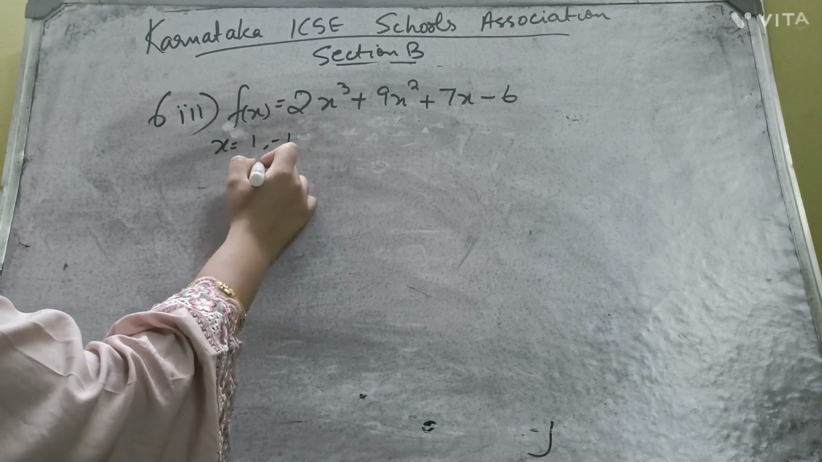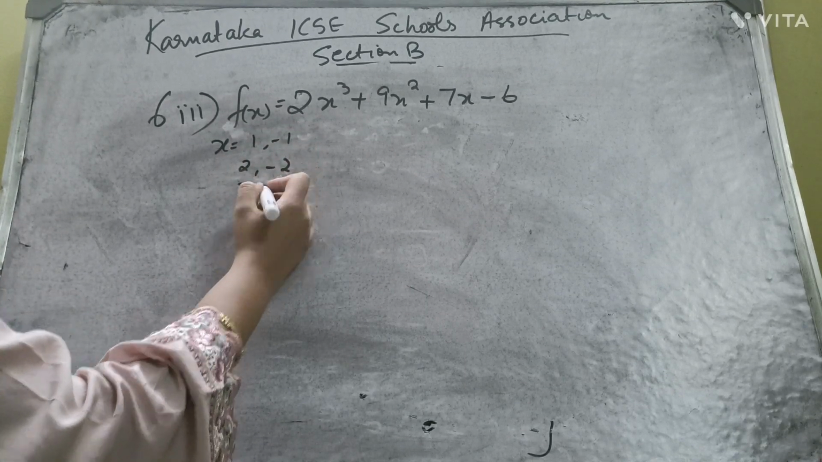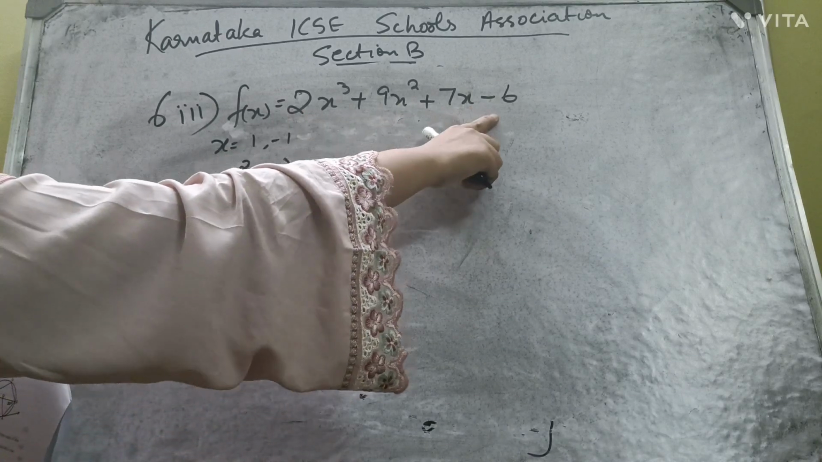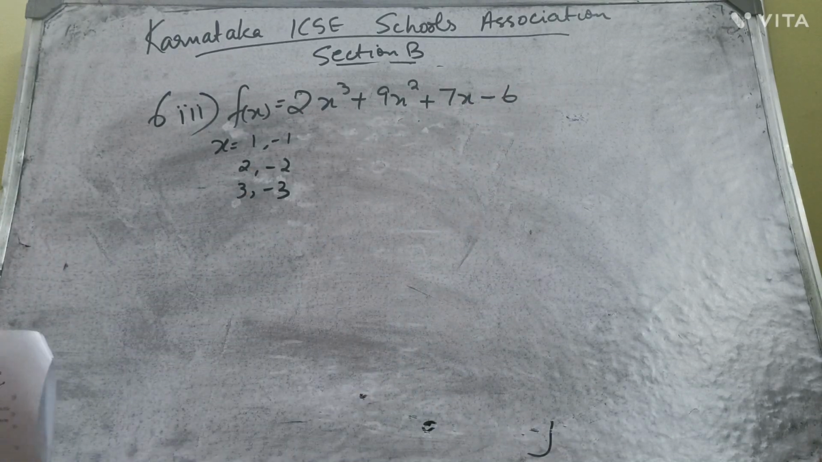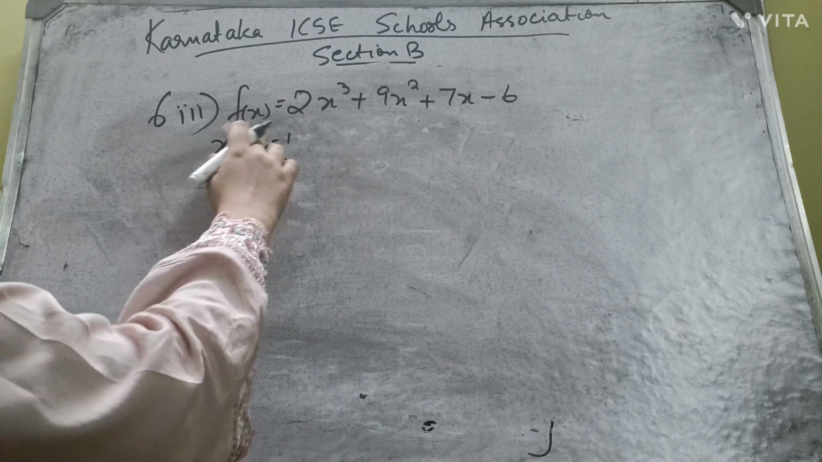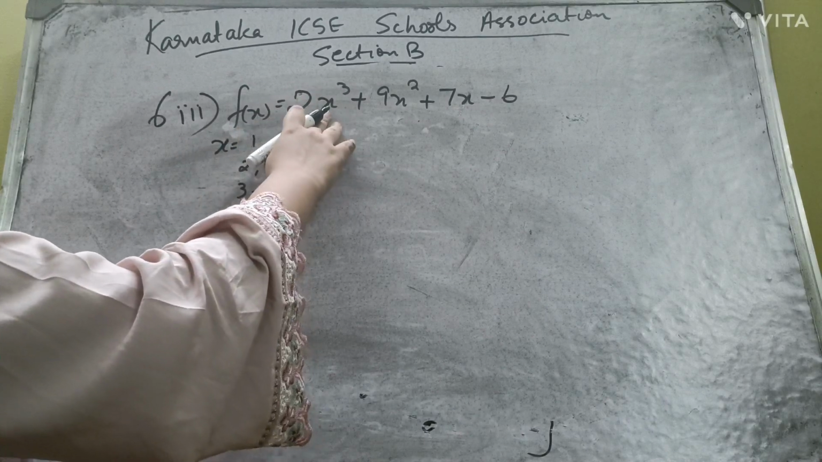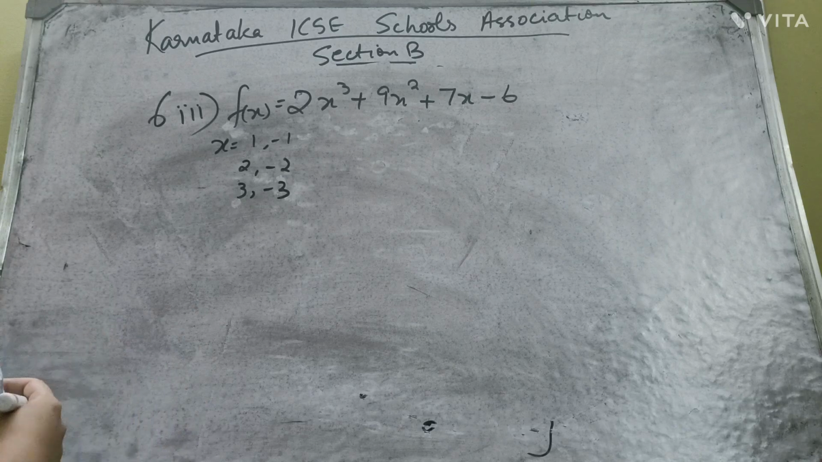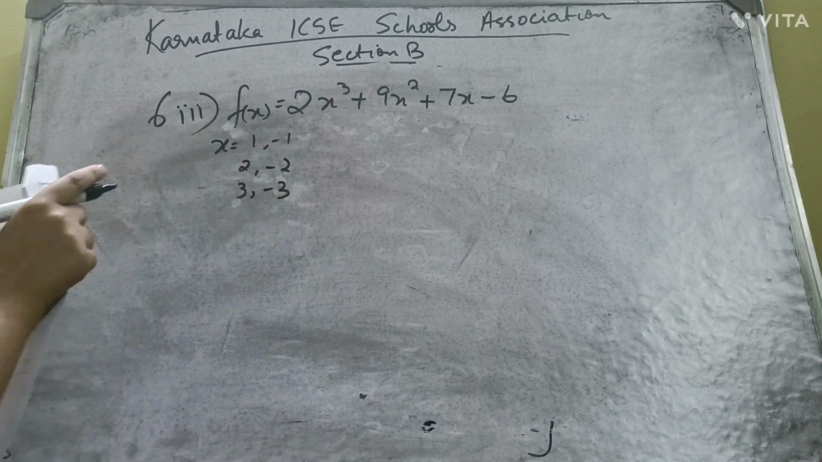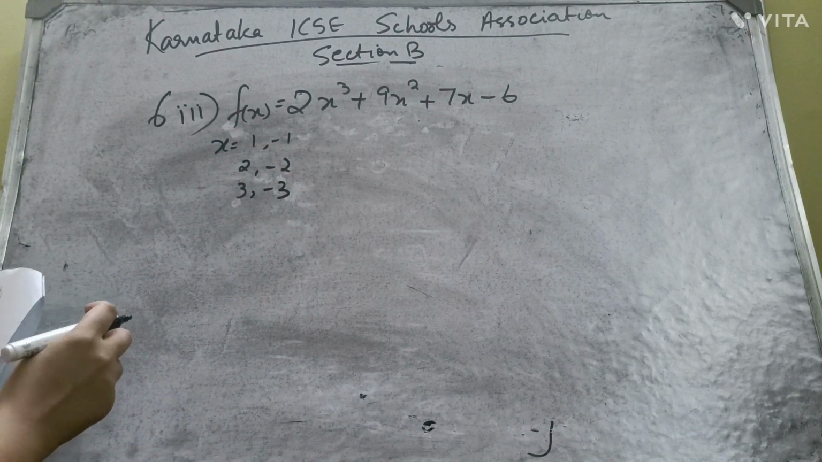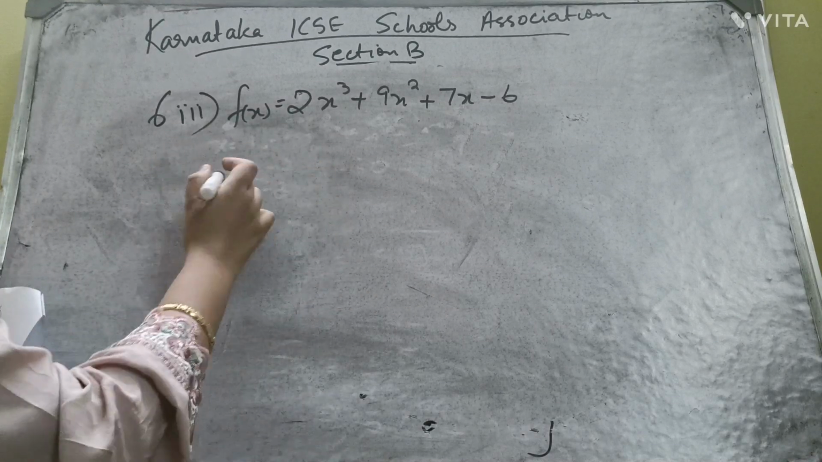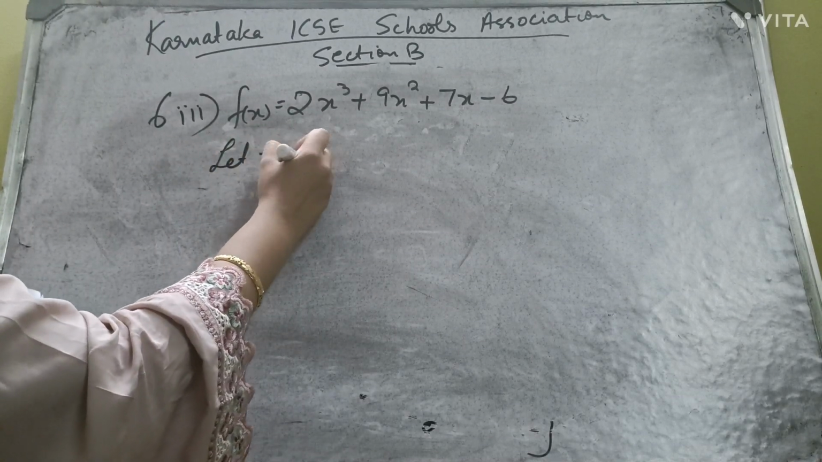The only values that we can take are x as 1 or minus 1, 2 or minus 2, 3 or minus 3. So when we select these values, this polynomial has to come out as 0. So the remainder has to be 0. We will start with 1. So this will be 2 plus 9 plus 7 minus 6. So this is not going to be 0. Minus 1 is also not going to give you 0. Let us try with 2.